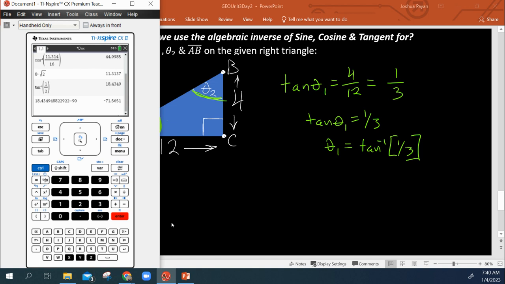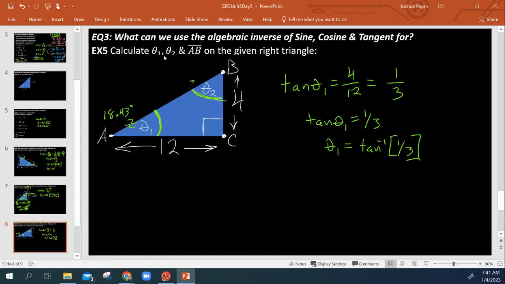Which means theta 2 must be, so I'm just going to do minus 90, because we can just add and subtract from 180, right? So 71.57 degrees. Now we just need to find this missing hypotenuse, this guy right here, right?